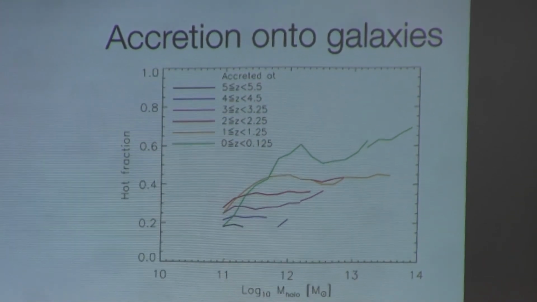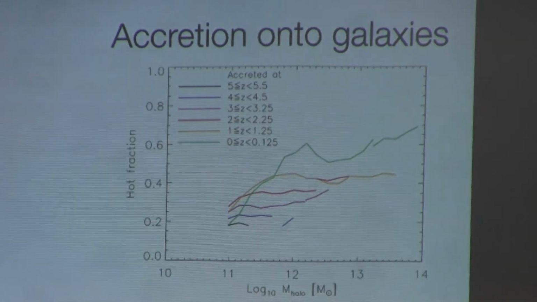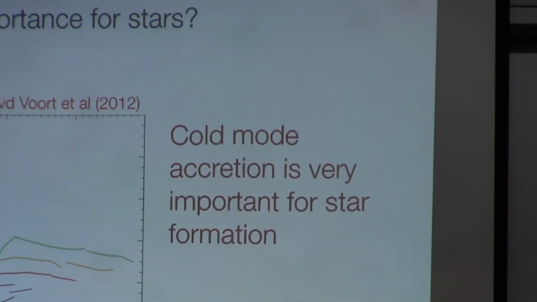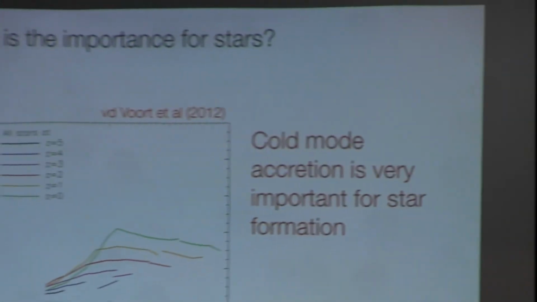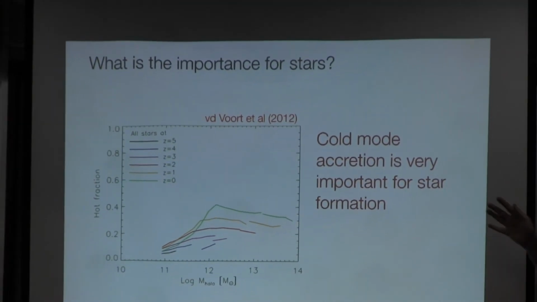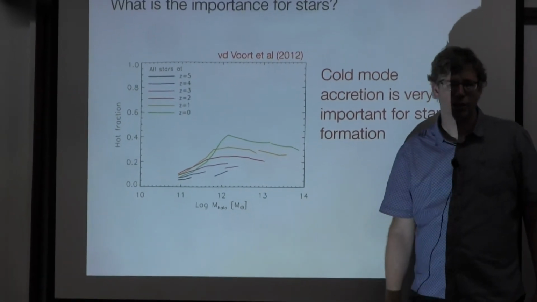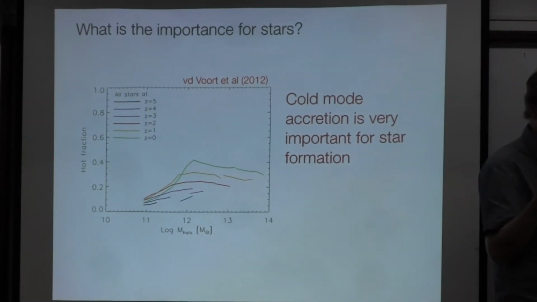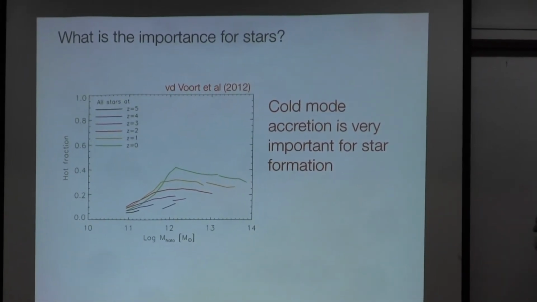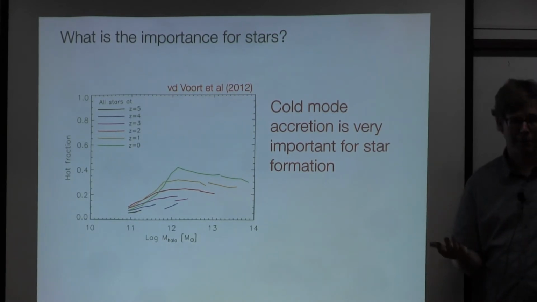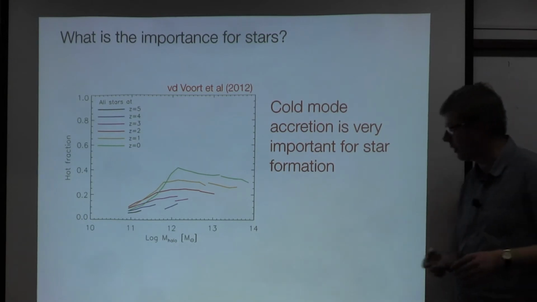But this is the amount of gas that comes into the galaxies. What about the stars? What are stars made of? That's what they plotted here. In this paper, they asked, let me just look at the stars and look at the gas that ended up in stars. What's the fraction of stars that were formed out of gas that came in hot, that at some point in the past was hotter than 100,000 Kelvin?